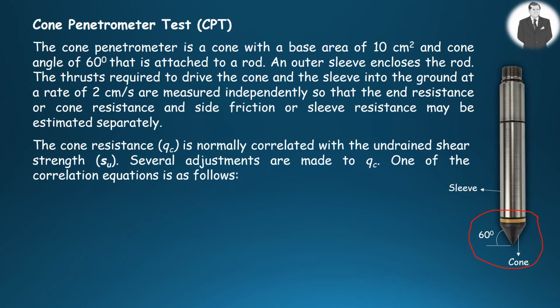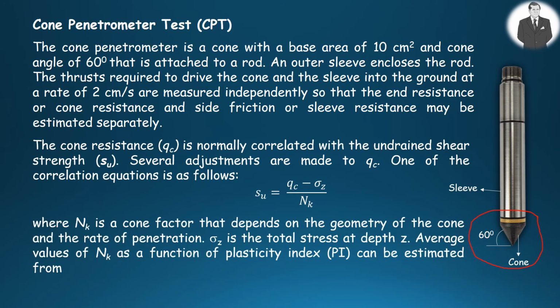The cone resistance is normally correlated with the undrained shear strength. Several correlations are made to cone resistance. One of them is as follows, where N sub k is a cone factor which depends on the geometry of the cone and the rate of penetration. Sigma sub z is the total stress at depth z. Average values of N sub k as a function of plasticity index can be estimated from the expression provided here.